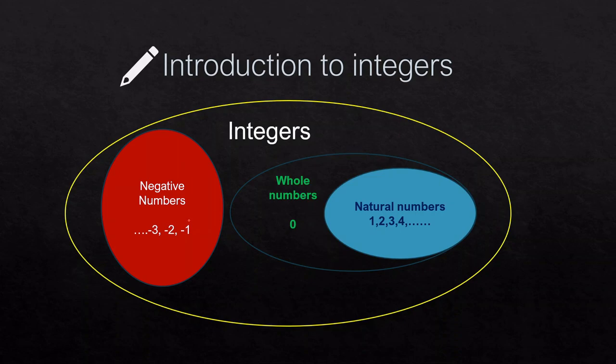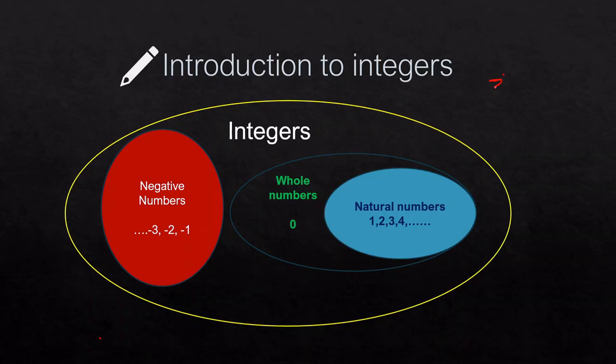Now for negative numbers. What are negative numbers? When we subtract a bigger number from a smaller number, we get a negative value. These are called negative numbers, like -1, -2, -3, -4.